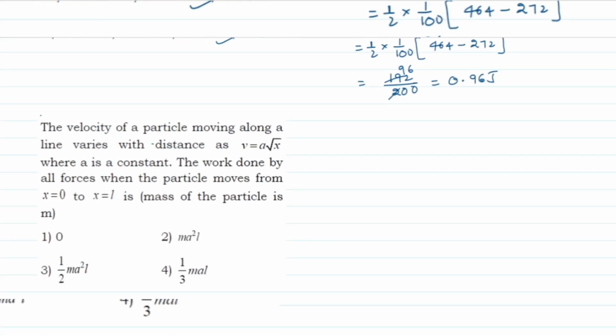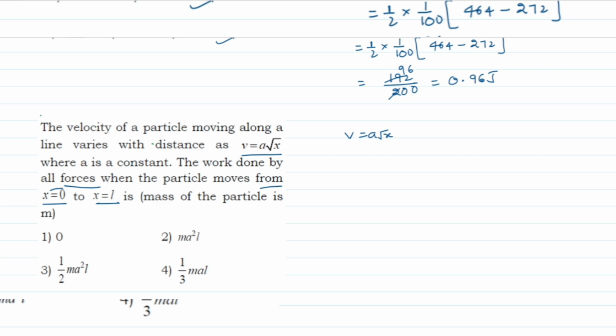Let us see the next question. The velocity of a particle moving along a line varies with distance as v equal to a into square root of x. Now, the work done by all the forces when the particle moves from x equal to 0 to x equal to L is asked.